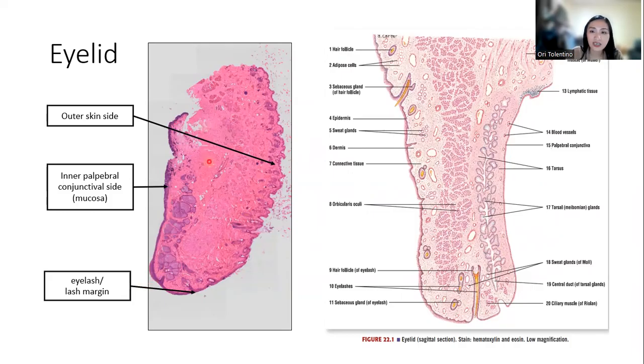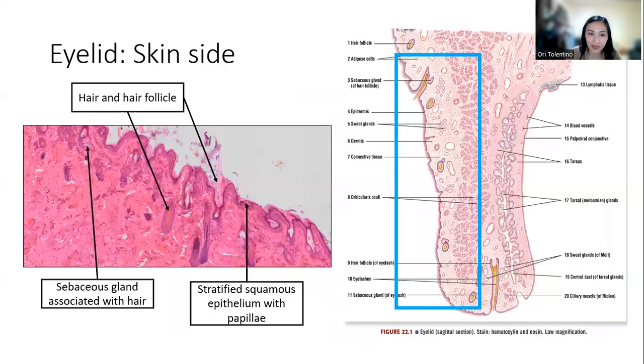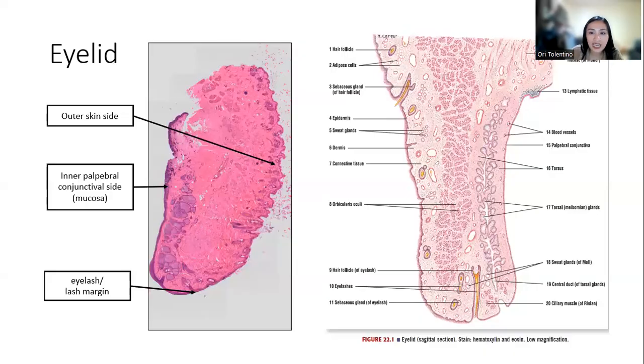The inner side, or the conjunctival side, has a plate of connective tissue right here. It's called the tarsus. Inside this tarsus, you can find the tarsal glands or the meibomian glands, which are sebaceous glands. These glands are my clue that it is the inner conjunctival side. And on the skin side, you can see the hairs. When you see hairs, it's the skin side. Between the skin and the conjunctival side, we have the eyelash margin.